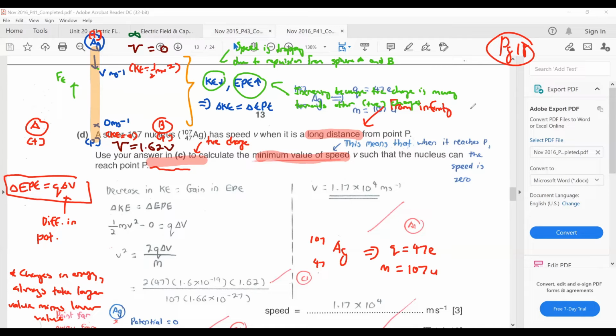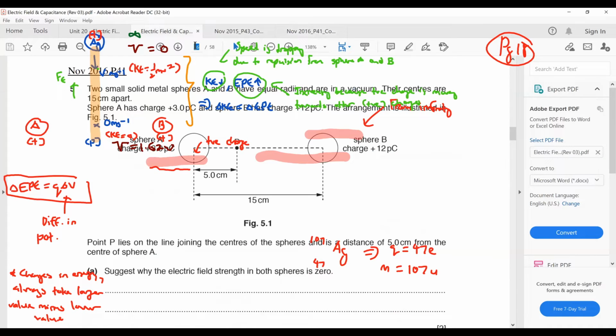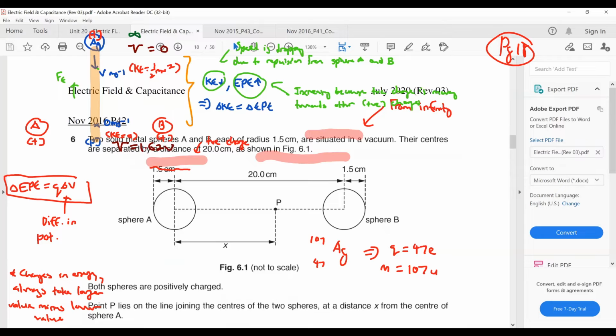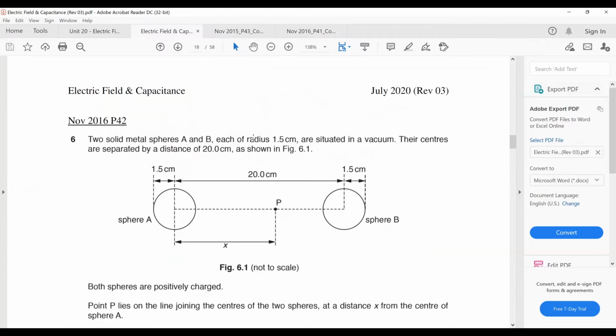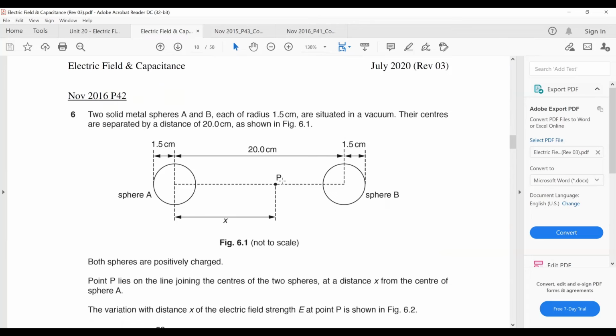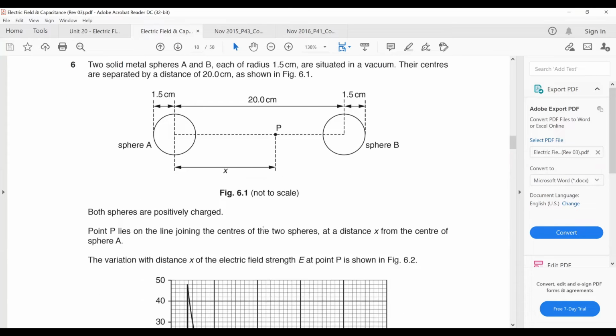Page 18 is again between two charged spheres, but this one they talk about field strength and potential again. Now, two solid metal spheres A and B each have radius of 1.5 centimeters situated in a vacuum. The centers are separated by a distance of 220 centimeters as shown. Both spheres are positively charged. Point P lies on the line joining the centers of the two spheres at a distance x from the center of sphere A. The variation with distance x of the field strength at point P is as shown here.